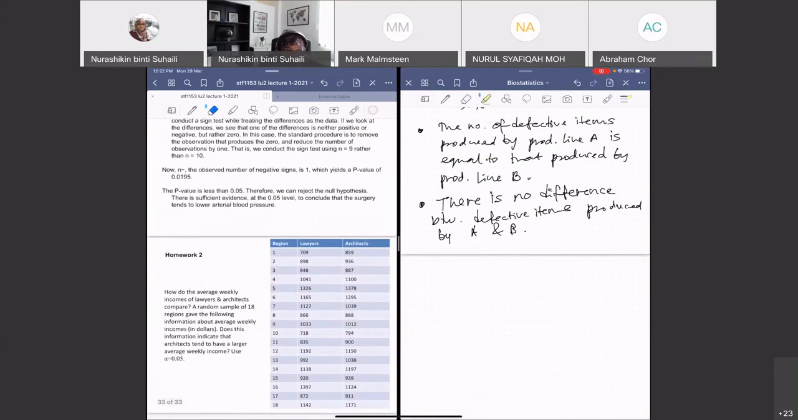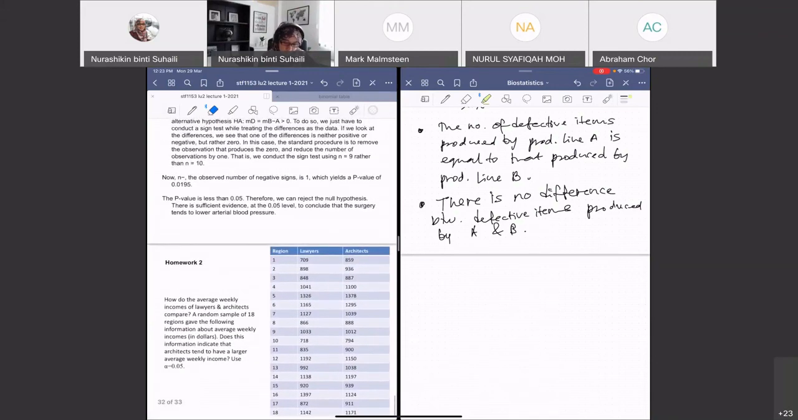Under this paired sample sign test, there is another problem that perhaps you can try at home. Homework 2. Just now I put it as homework 1. This is another problem that you can try to familiarize yourself with all the 7 steps, how to use the binomial table, and how to analyze the data, whether it's a single tail, one tail, or two tail test. I hope that you can do the 2 problems, homework 1 and homework 2, by yourself.